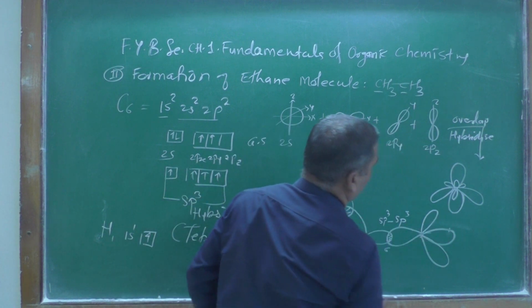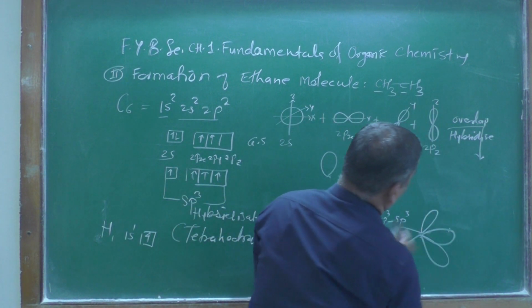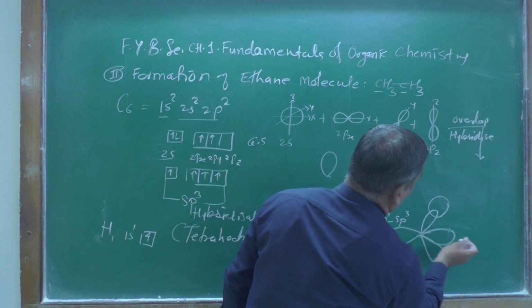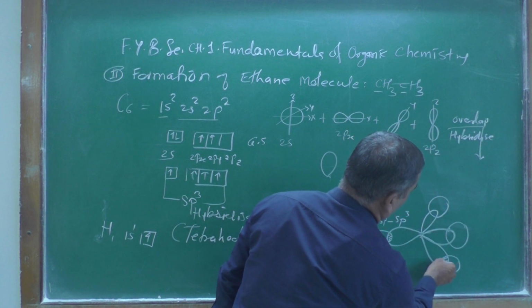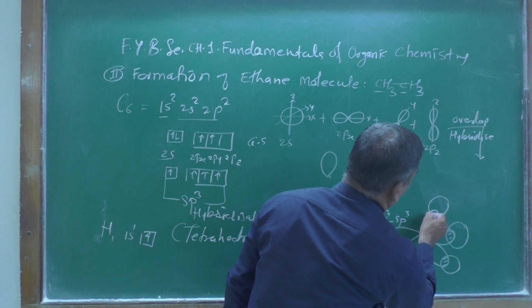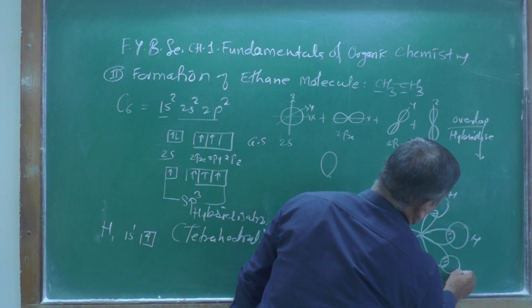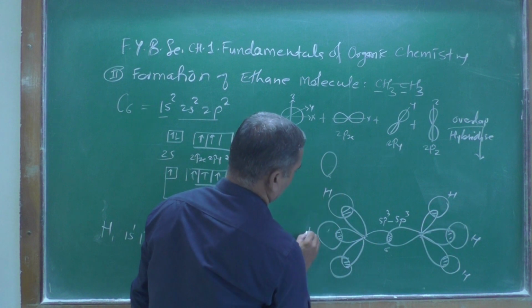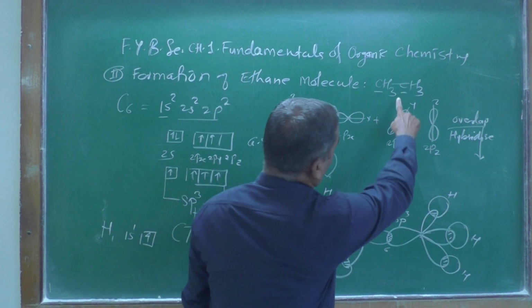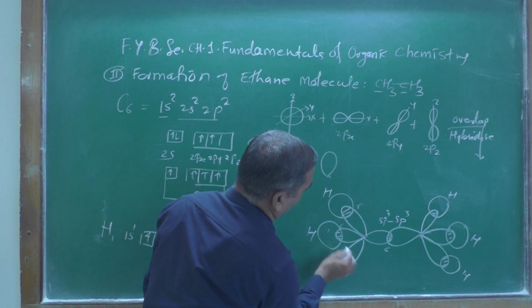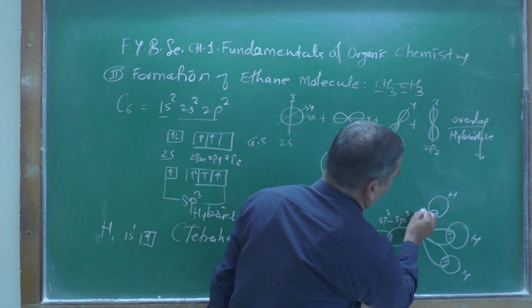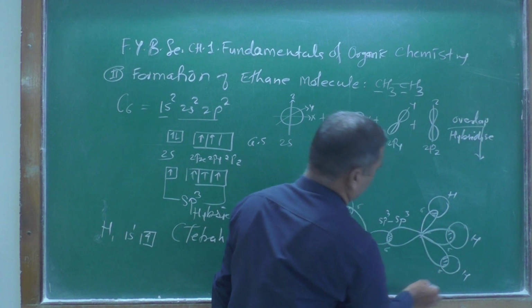And 3 hydrogen atoms, and now one hydrogen atom here, another hydrogen atom here, and another hydrogen atom, they are forming a sigma bond, H and H. As we know that there are the 3 hydrogen atoms. This is a formation of sigma bond. These all are showing the formation of the sigma bond.